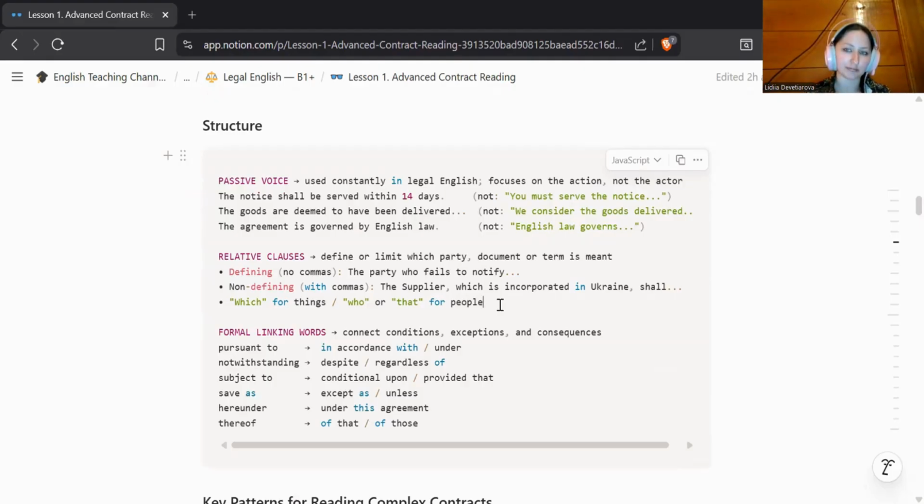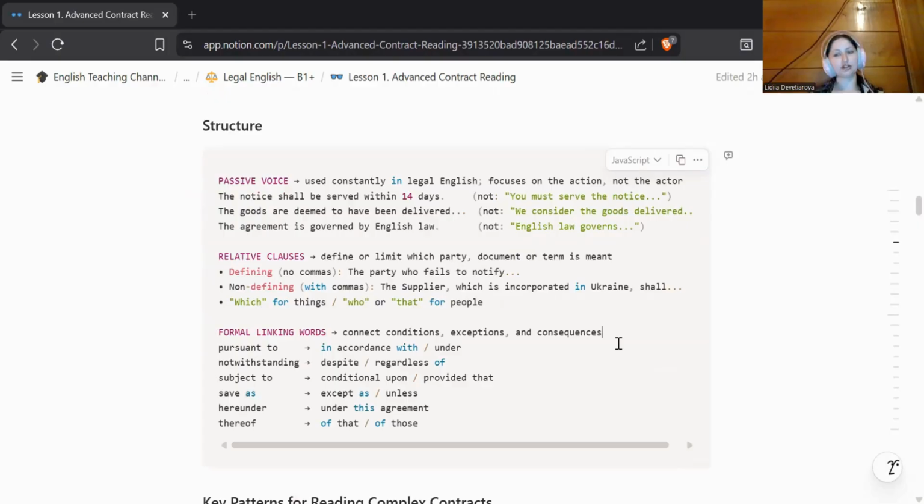But non-defining clauses are such clauses that have information that is not necessary. We can delete it. We can plug it out, and the meaning is still going to be quite the same. It is not essential information. And in non-defining clauses with commas, you cannot use that.